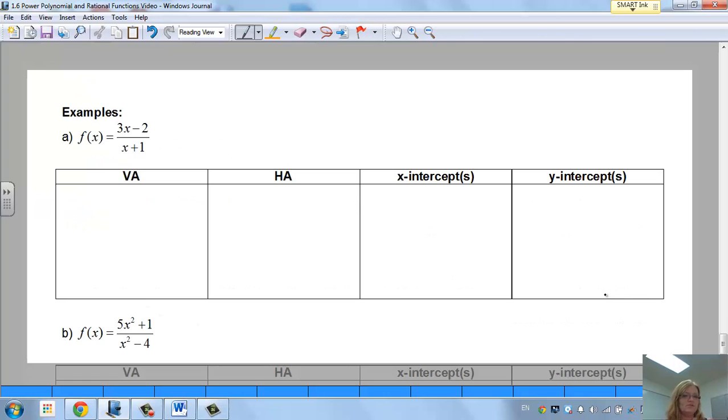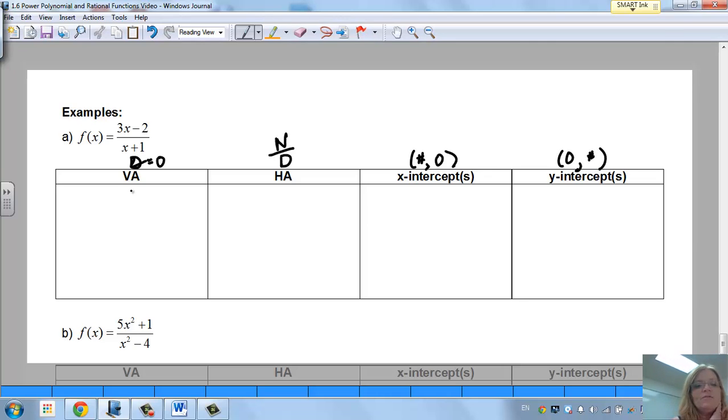All right, let's do this first one together. So I have this rational function. It's a fraction. So I've got it all set up. I've got VA for vertical asymptote. Remember that's your denominator equal to 0. Your horizontal asymptote, you're going to use your numerator and your denominator. X-intercepts are a number, 0. Y-intercepts are 0, a number. So then it tells you how to find it. Remember, these first two are lines, these two are points. So I want to show an x equals line, a y equals line, and an actual point.